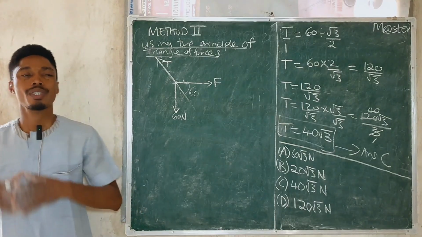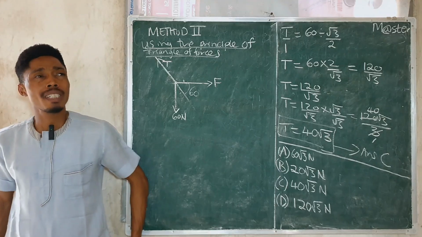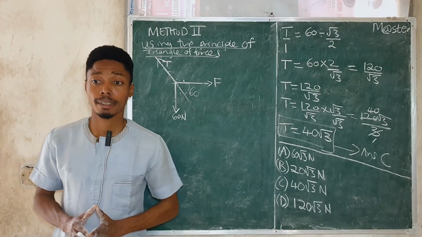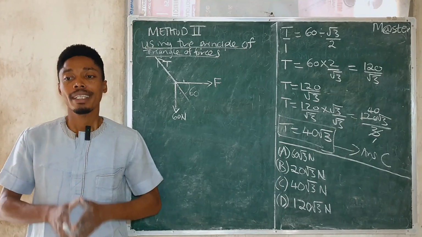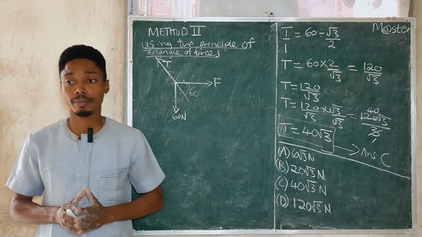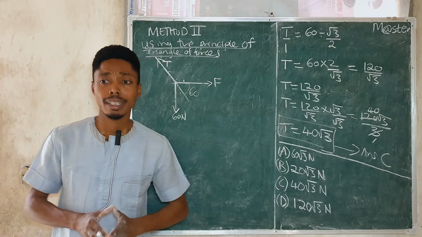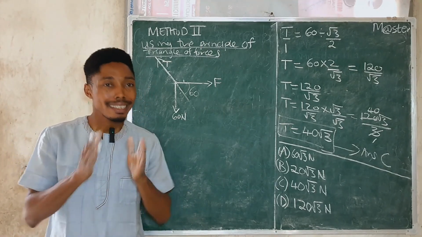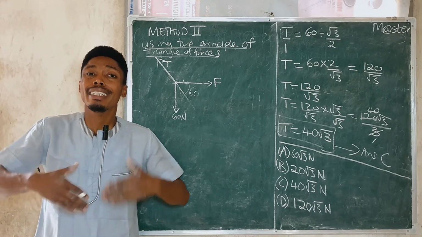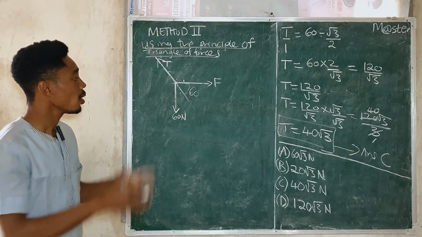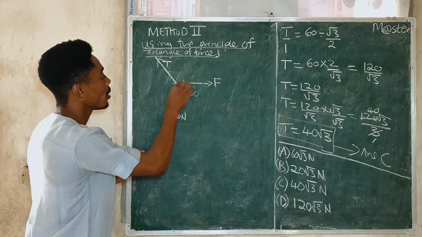What does the principle of triangle of forces state? The principle of triangle of forces states that if three coplanar forces act on a body in such a way that the system is in equilibrium, the forces can be represented in magnitude and direction by the sides of a triangle taken in order. What do we mean by that? If you look at this, I have three forces.